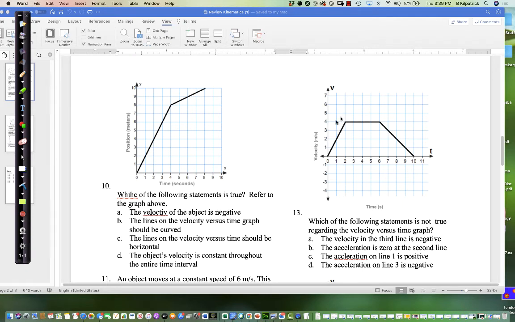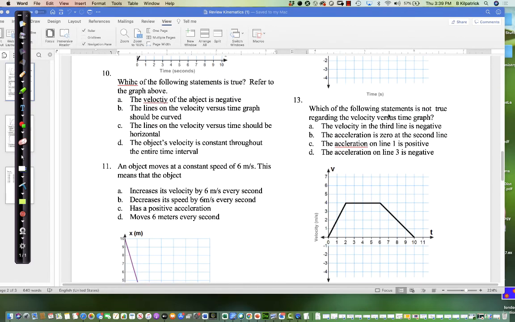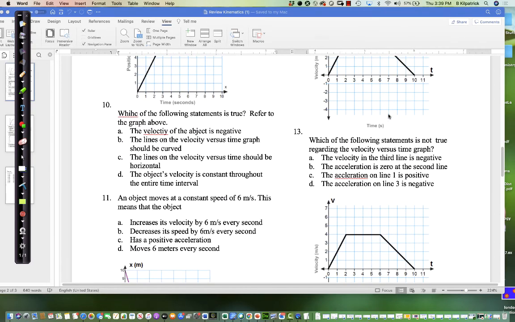Acceleration, right? So that means right here, do I have a positive slope? Yeah, so I have a positive acceleration. All right, what do I know about my acceleration here? Negative. Okay, so I'm slowing down at that point. All right, the acceleration on line 3 is negative. Yes, that's true. So right here I'm going to have a negative acceleration, which means I'm slowing down. So the answer is D. Yes.